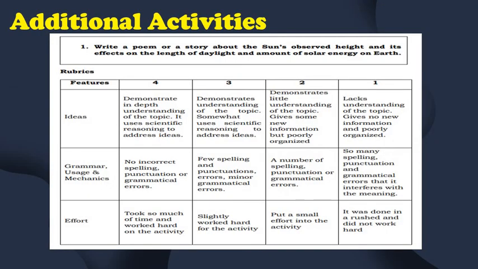And for your additional activity, we're going to write a poem or a story about the Sun's observed height and its effects on the length of daylight and the amount of solar energy on Earth. And here is a rubric for you to follow. So we have 4, 3, 2, 1. Concentrate on number 4, for ideas, grammar, usage and mechanics, and effort.